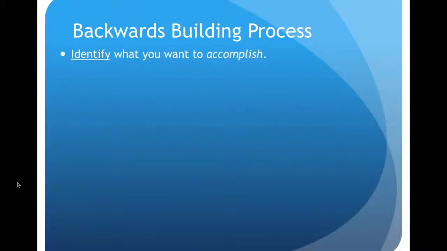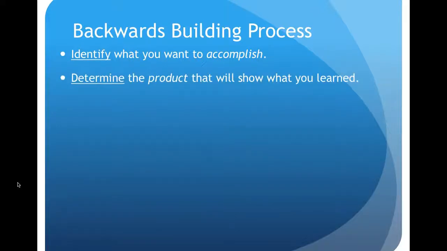So the backwards building process is basically identify what you want to accomplish, which we've done with our content standard. We've determined a product. In this case, I determined that I want students to create an exhibition in a museum that displays this culture and talks about how the geography then influenced this culture. What the display looks like is up to them, but I would give them models of what this might look like. And then I have to plan, how am I going to develop this? What skills or what content are students going to have to learn in order to successfully navigate their way through this project?